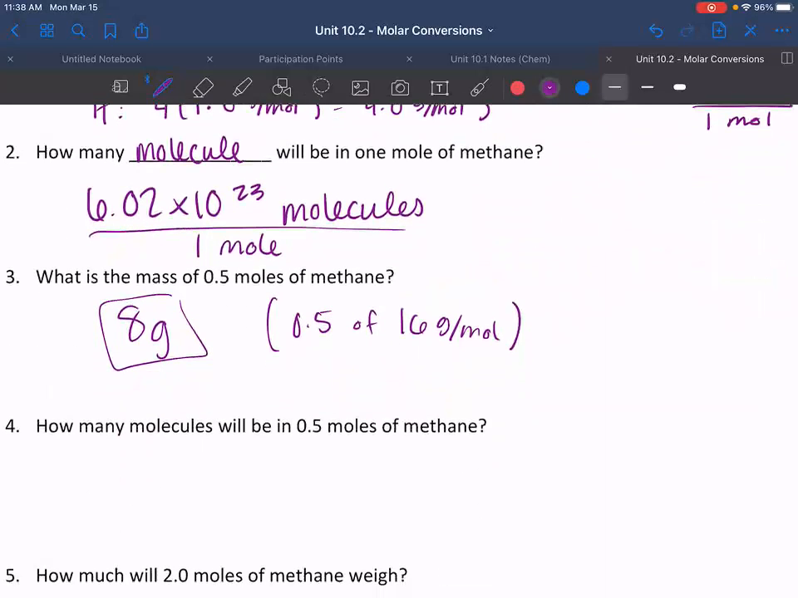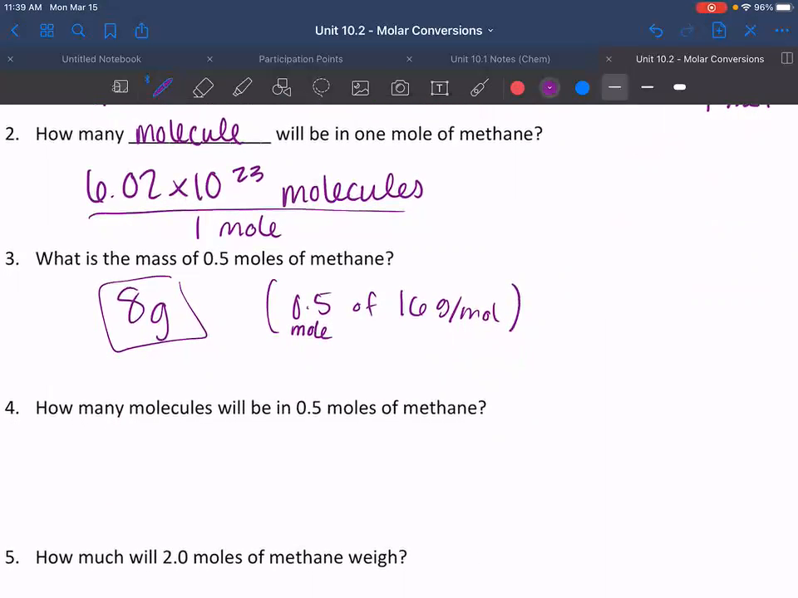Now, technically it's just grams because this 0.5 has units of moles. And if you multiplied them, moles would cancel out. But I don't want you guys to worry about units quite yet, but I love it. Love that's where your mind's going.